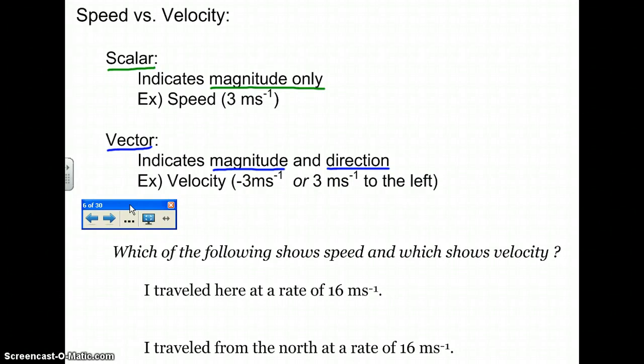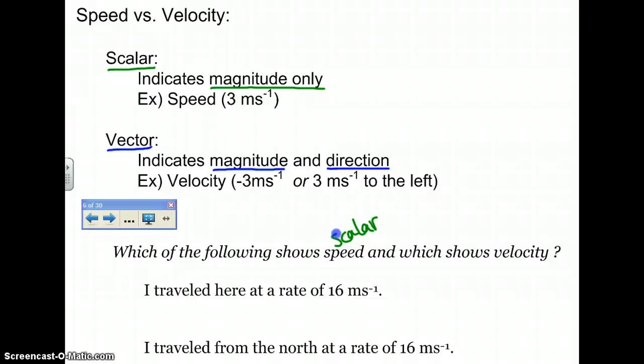It says, which of the following shows speed and which one shows velocity? Well, let's look for the speed one first. It says, I traveled here at a rate of 16 meters per second, or I traveled from the north at a rate of 16 meters per second. Well, speed, if you look above, is an example of a scalar quantity. Okay, so you want to find the one that shows magnitude only, one that is not implying direction. So let's read them one more time. I traveled here at a rate of 16 meters per second versus I traveled from the north at a rate of 16 meters per second.